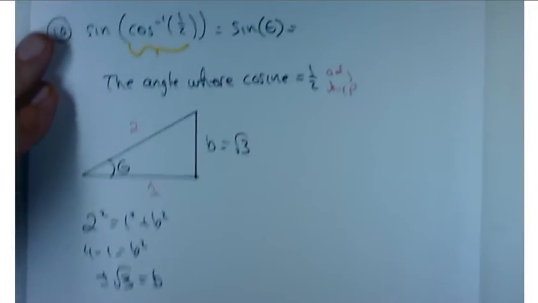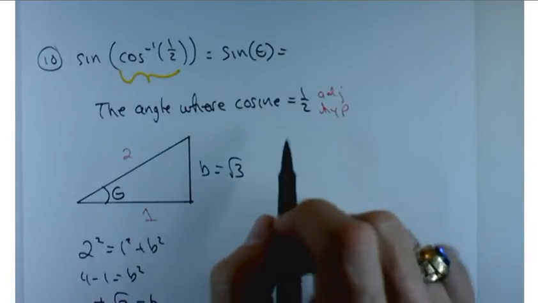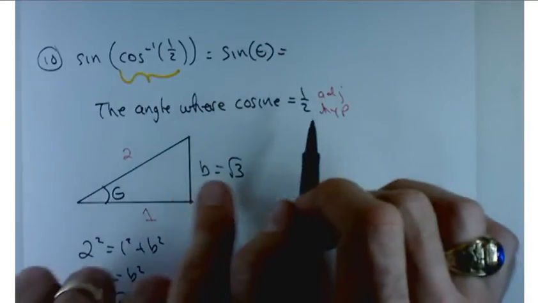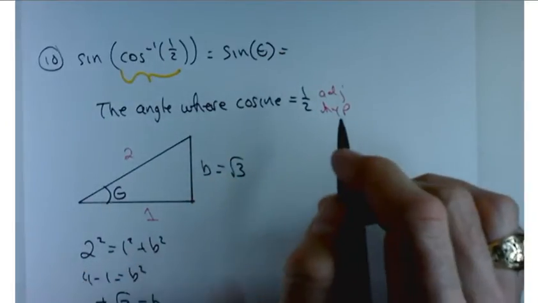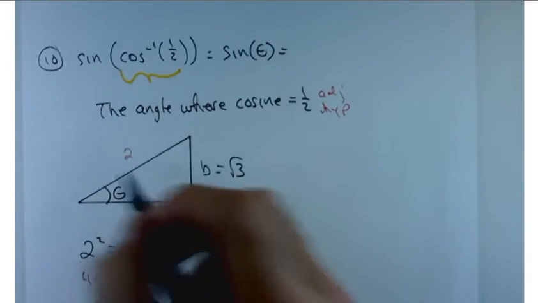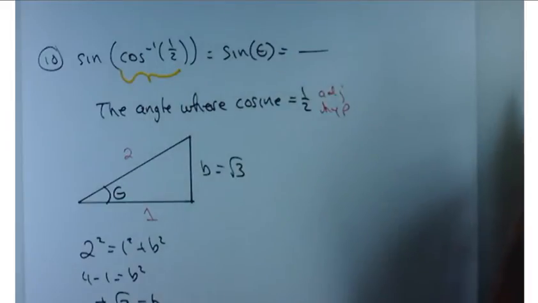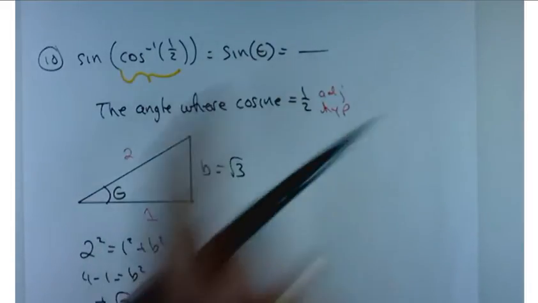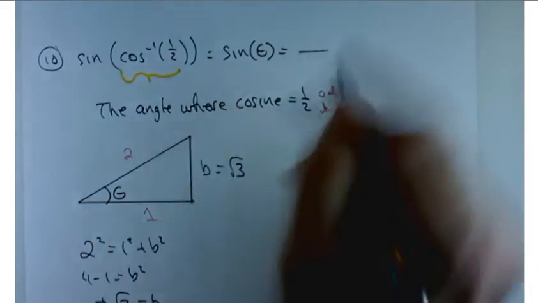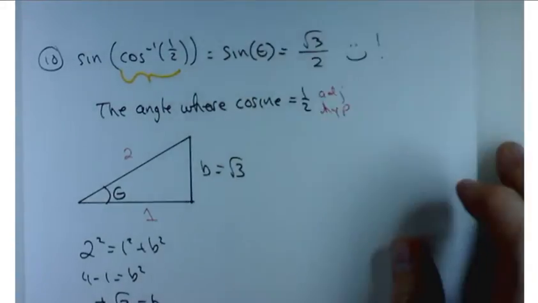Okay. Great. I'll talk more about that being positive in just a little bit. So, b is the square root of 3. Sine of this is going to be the opposite over hypotenuse. So what's the sine of theta? What's the sine of this angle? Square root of 3 over 2. And that's it. You're done.